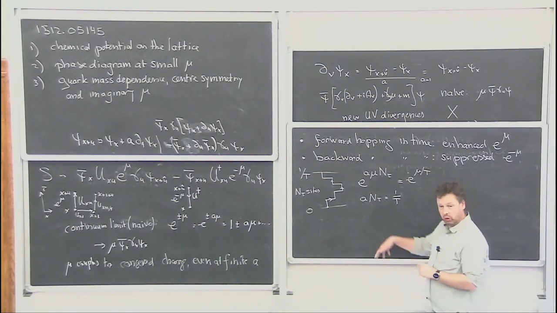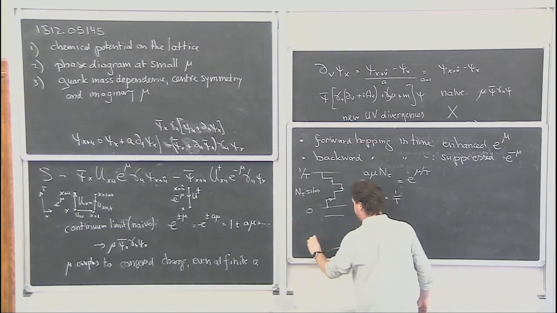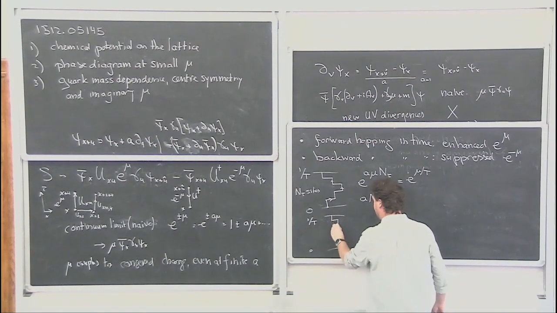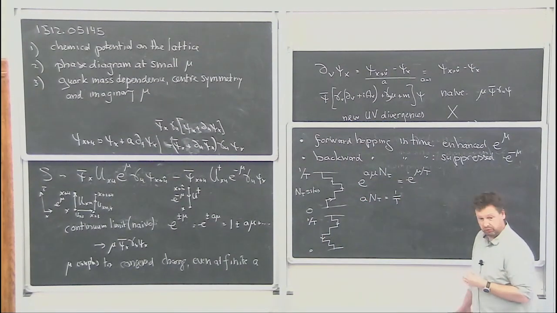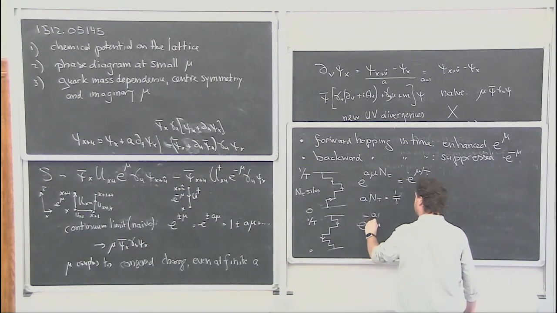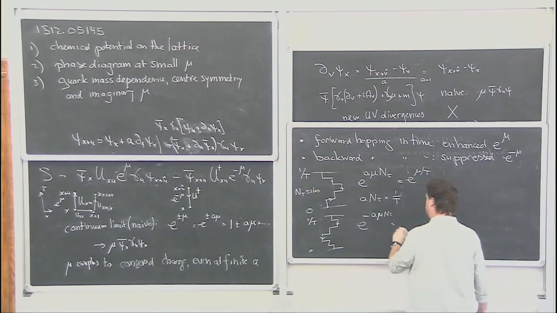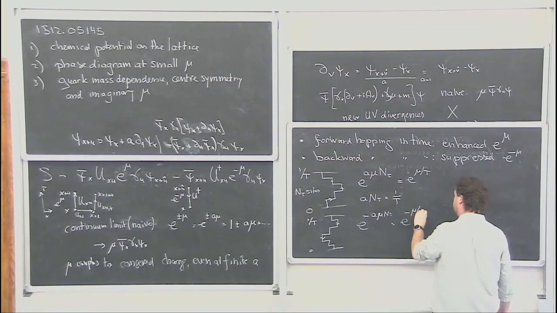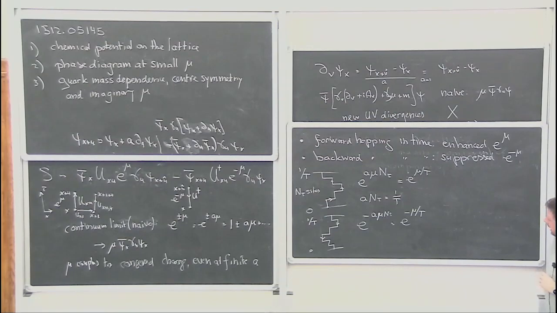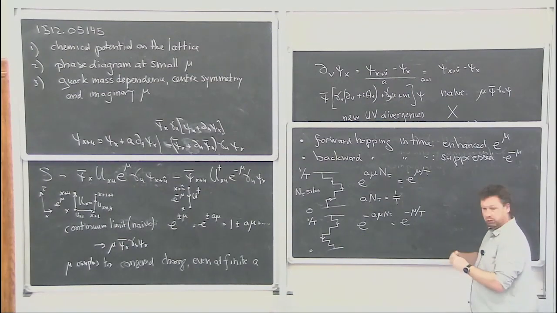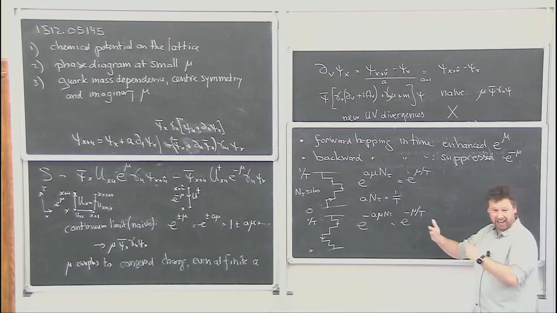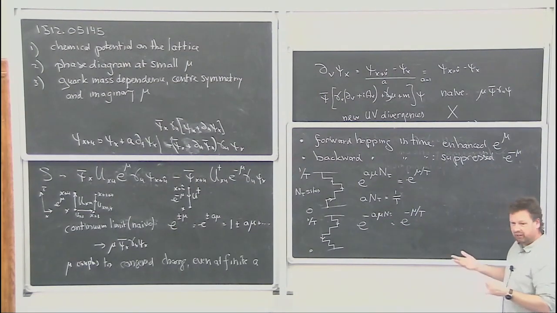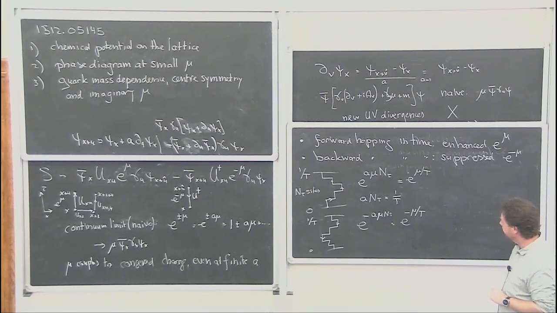Now, this would be a fermion hopping forward in time. I can also have a fermion moving backwards in time in this way. And this obviously is now suppressed by e to the minus a mu times n_tau. So this configuration is suppressed by e to the minus mu over T. So this, as I said, is another way to motivate the sign problem. There's an imbalance between particles moving forward in time and particles moving backward in time, or antiparticles moving forward in time. And this imbalance is one way to view the sign problem.